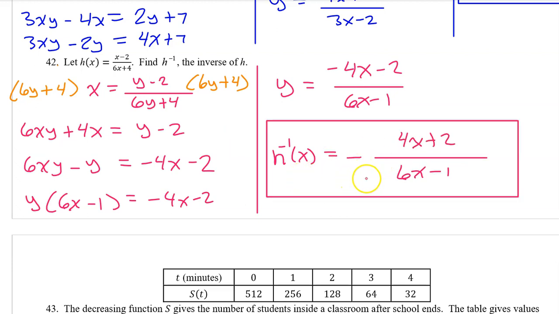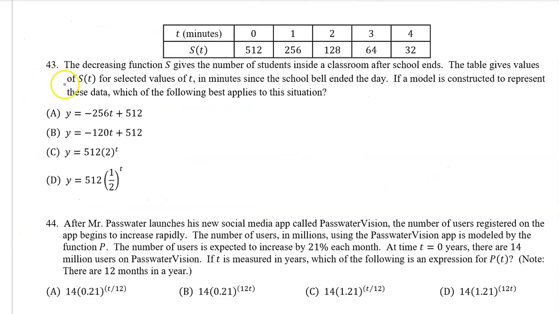This is how the answer would likely appear on a multiple choice question. 43. The decreasing function s gives the number of students inside a classroom after the school ends. The table gives values of s of t for selected values of t in minutes since the school bell ended the day. If a model is constructed to represent these data, which of the following best applies to this situation?